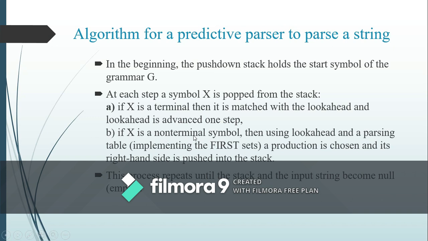If X is a non-terminal symbol, then using the parsing table, a production is chosen and its right hand side is pushed onto the stack. In our grammar, we are going to have productions. A production consists of a left side and a right hand side. The left side are the non-terminals and the right hand side are the terminals and the non-terminals. So whenever the stack contains X as a non-terminal to be popped, it depends on the parsing table. If there is a production in the parsing table, that production is chosen and its right hand side is pushed on.